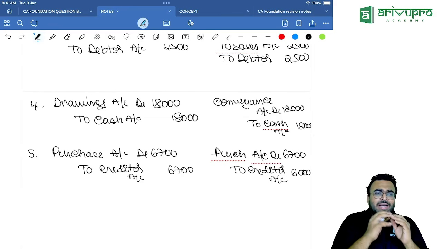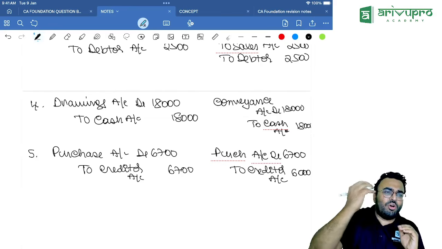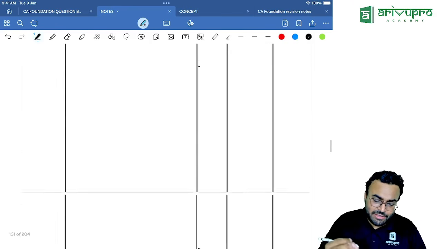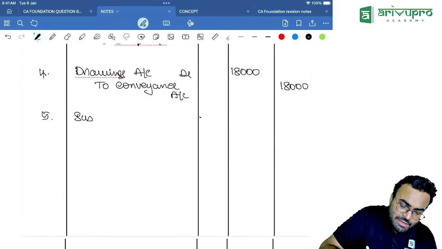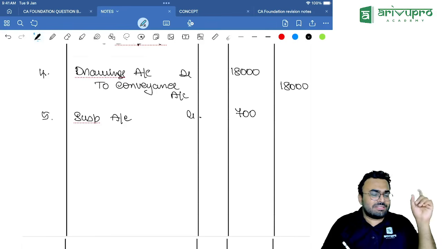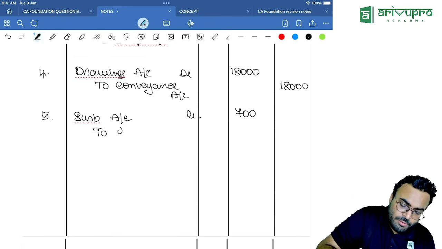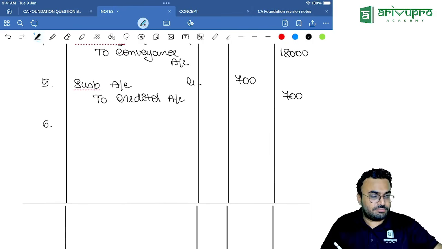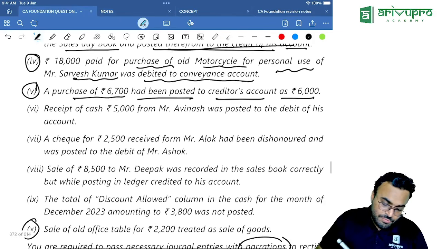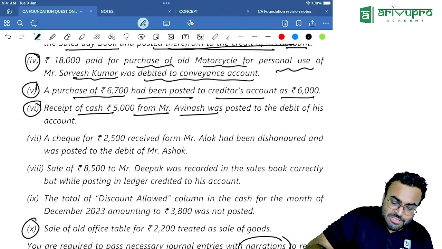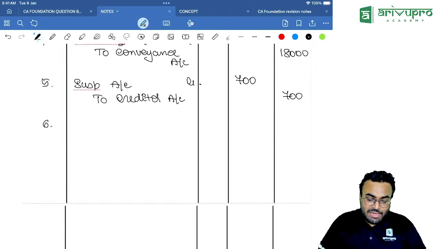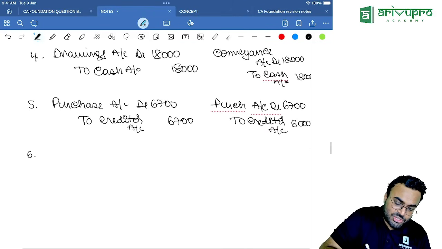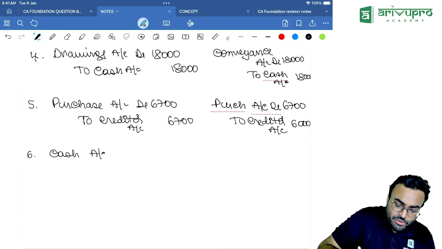Now tell me one thing. Creditor, did we credit him less or credit him more? Credit him less. So we need to credit more. So our rectification entry will be suspense account debited 700, the difference between 6,700 and 6,000, to creditor account 700. Clear? The sixth one. Receipt of cash 5,000 from Mr. Avinash was posted to the debit of his account. Tell me what is the correct entry for receiving money from Avinash. Cash account debited, how much?